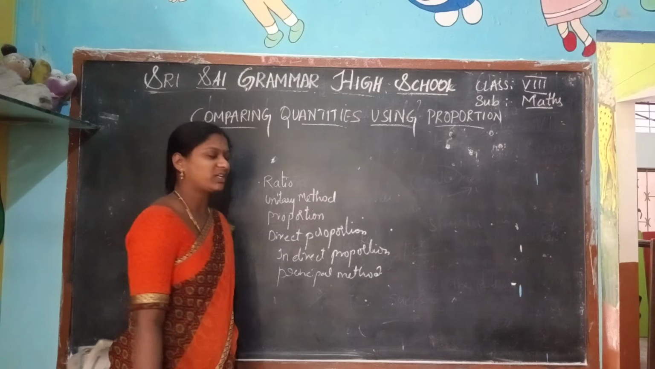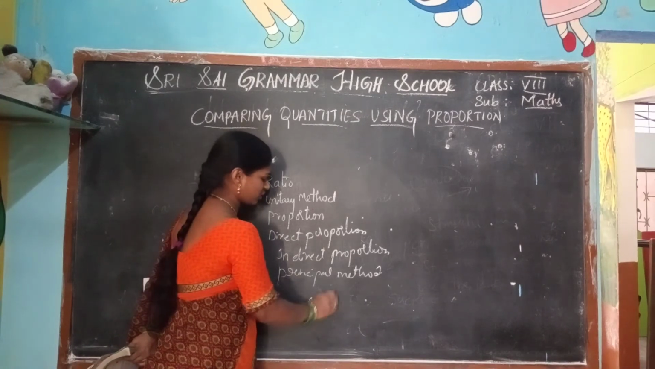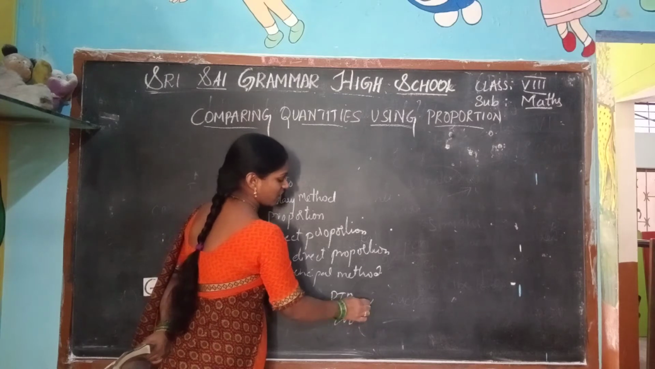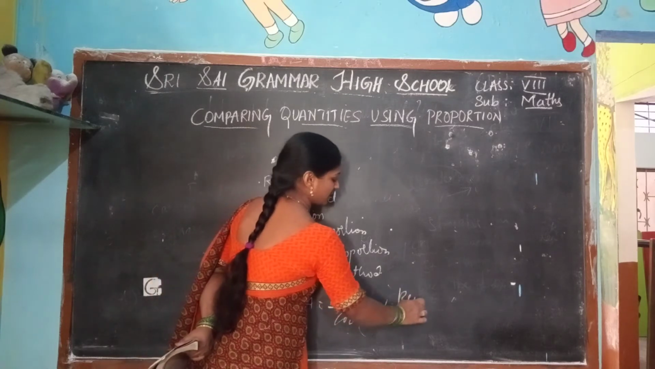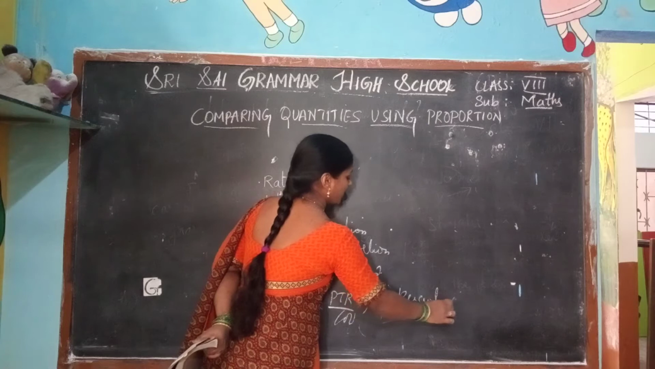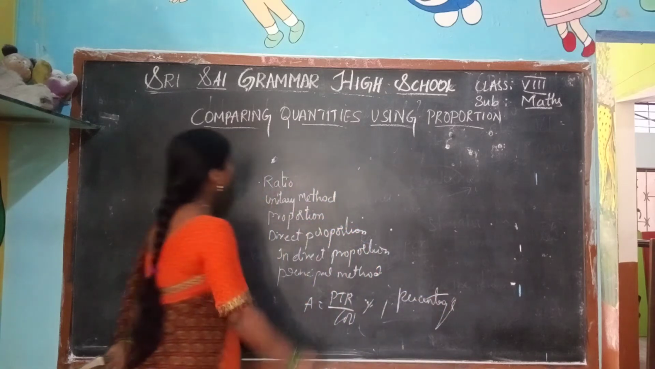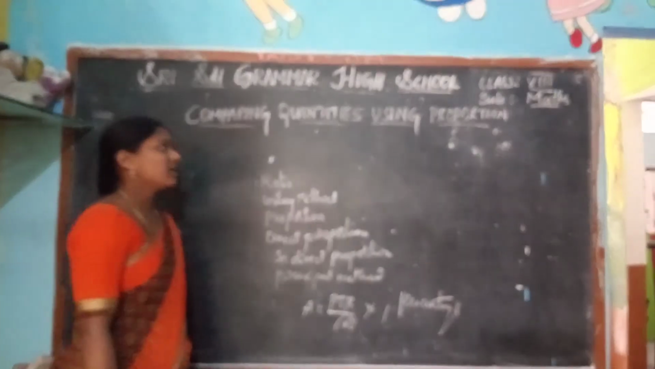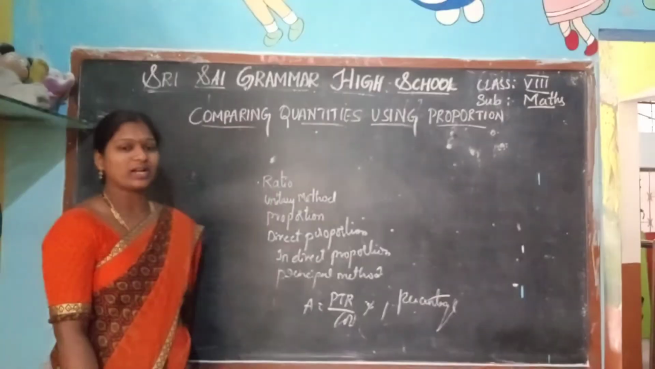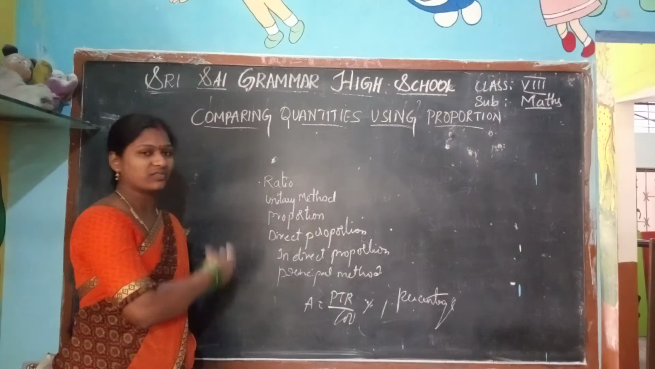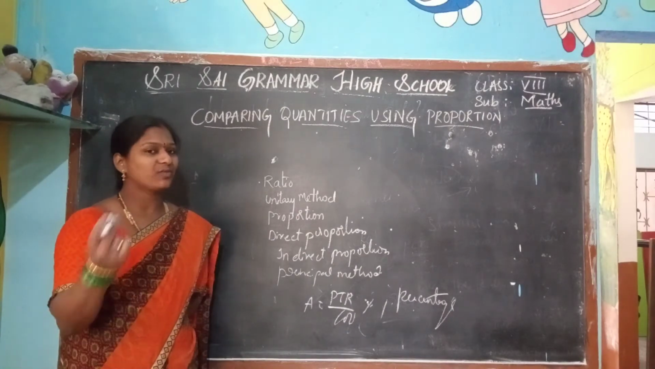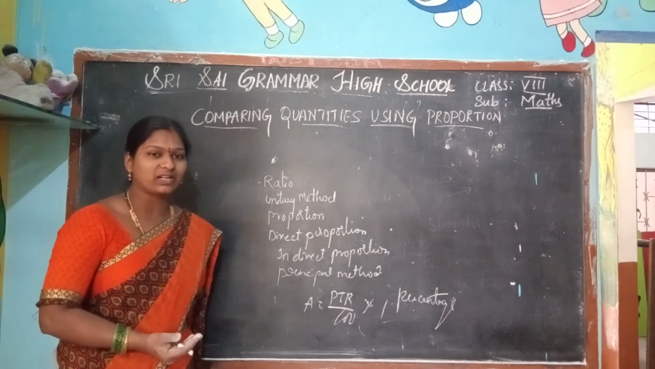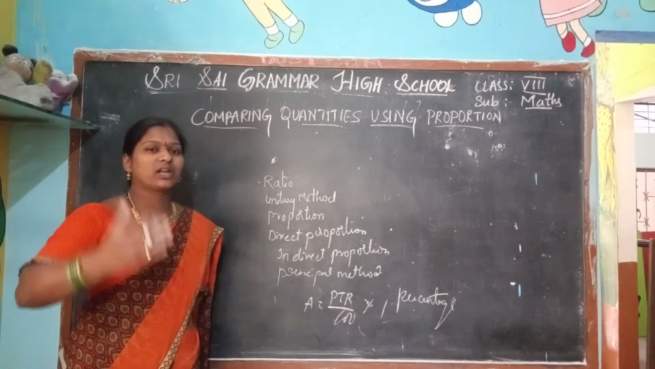That is amount of cost. That is A is equal to PTR by 100. How to use a percentage also we learned. Now here, comparing quantities using proportion. Before going to comparing quantities using proportion, let us revise what the ratio is, how it is indicated, how it is read, everything we just revise again.